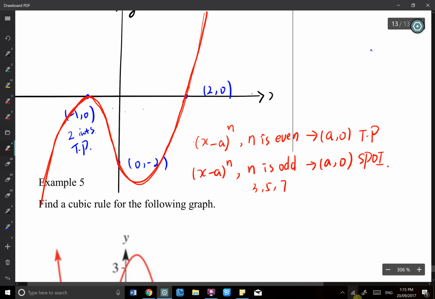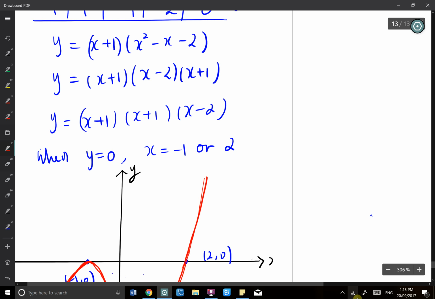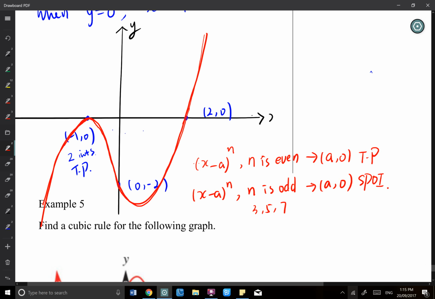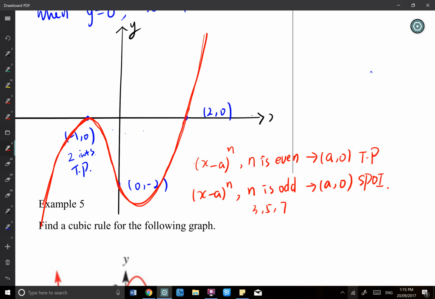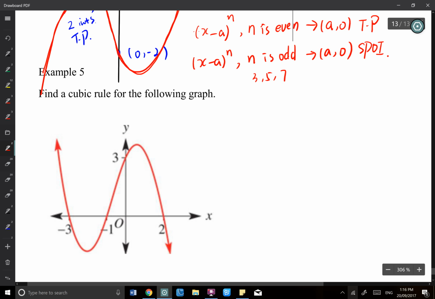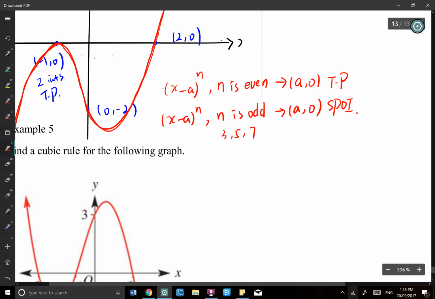Here you have (x plus 1) to the power of 2, and then (x minus 2), repeated 2 times. So for (x minus a) to the power of n, let's say it's repeated n times: x minus a times x minus a times x minus a. If it's repeated 3 times or 5 times or 7 times, that becomes a stationary point of inflection. I'll show you what the graph looks like if it's a stationary point of inflection.